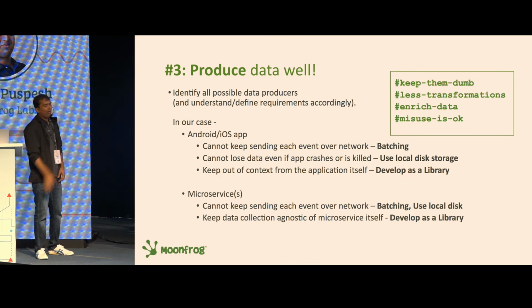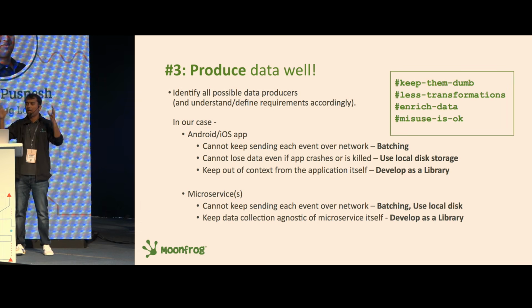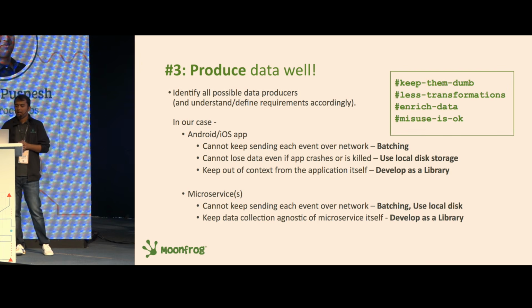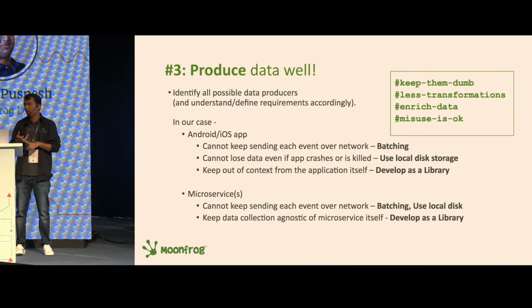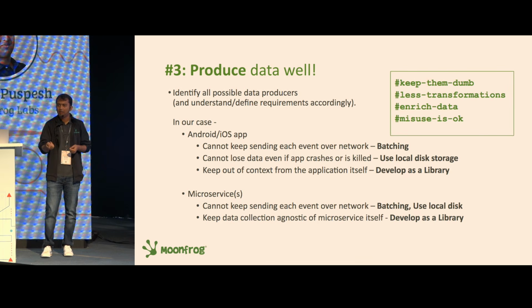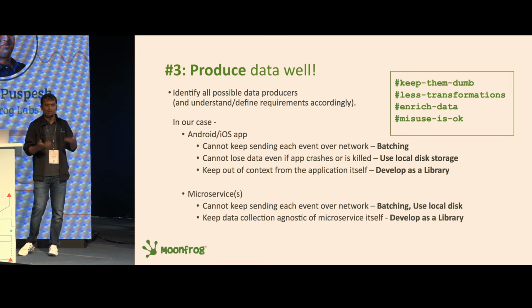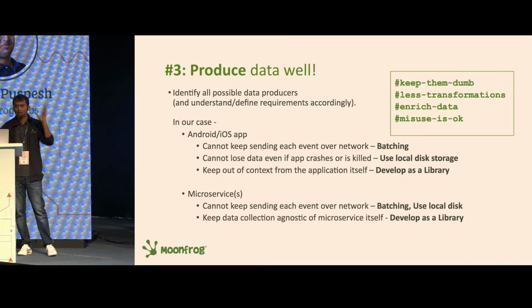So identify all data producers early on. For us, to give an example, it was the Android, iOS, or the web app, different apps. And we realized what the constraints there were. We cannot keep sending each event or each analytics data over the network, because we are making real time games. So you want all the network to be available for the actual real time game as much as possible, not necessarily only for the analytics events. Then we cannot lose data even if the app is crashing continuously or is killed or all those real world problems.